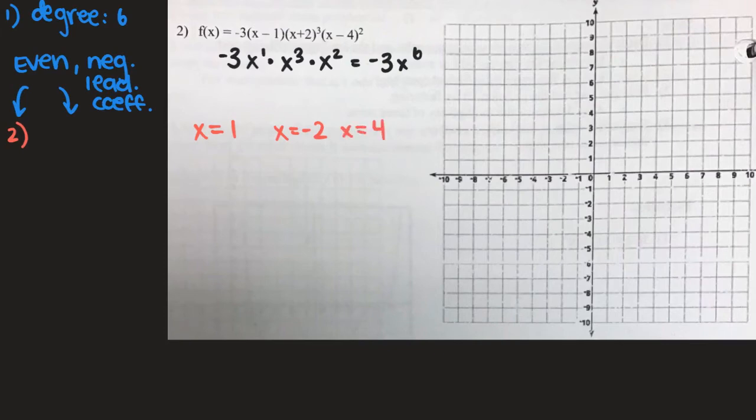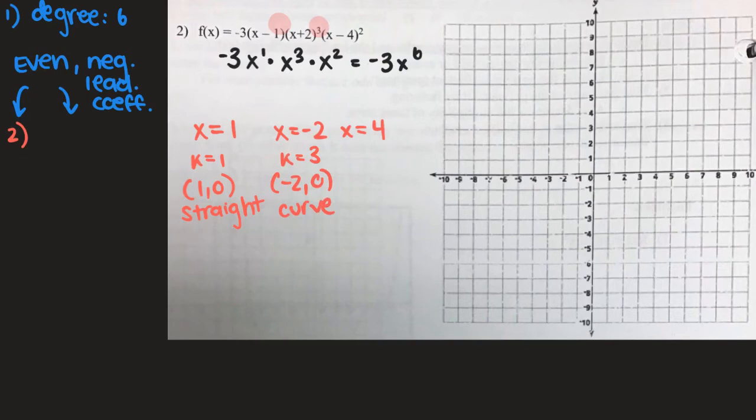So let's figure out their multiplicities by looking at the powers of each root. So this first one, when my root is x equals 1, I have an exponent of 1. That means at the root 1, 0, I am going straight through that point. Nothing is happening. I'm just going straight through, okay? At the root negative 2, we have an exponent of 3. And so I know that at an exponent of 3, so at this root negative 2, 0, there's going to be a squiggle, a wiggle, a curve, whatever you want to call it. Let's call it a curve this time.